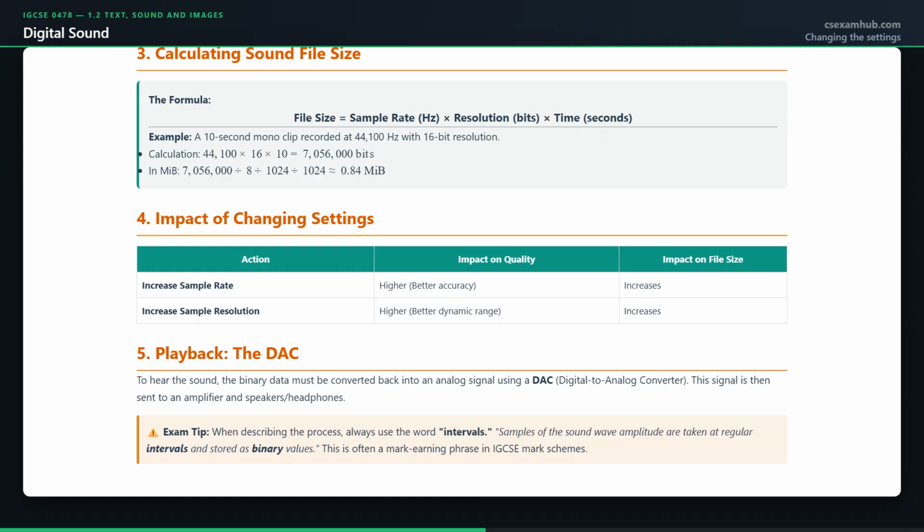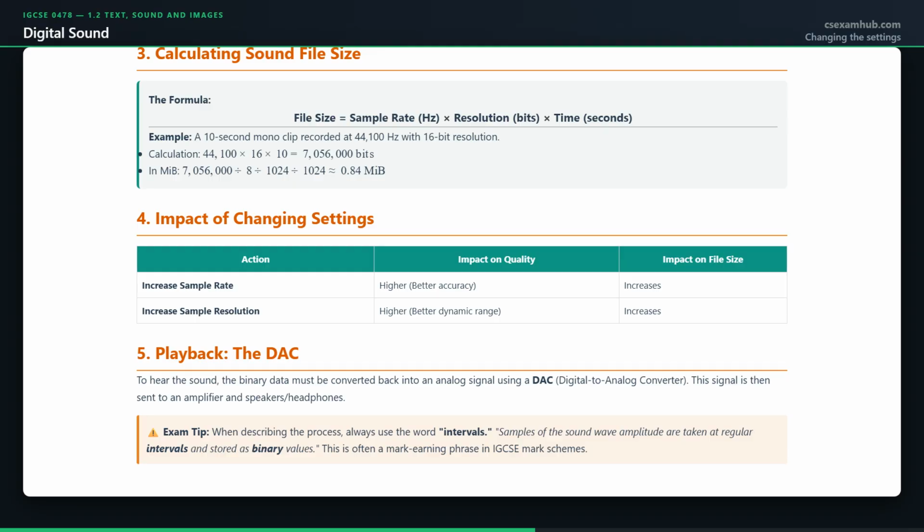The impact table, read as trade-offs. Increasing the sample rate improves quality, particularly for high frequencies, and increases the file size proportionally. Increasing the sample resolution improves accuracy and dynamic range and increases the file size proportionally. Decreasing either reduces both quality and size.